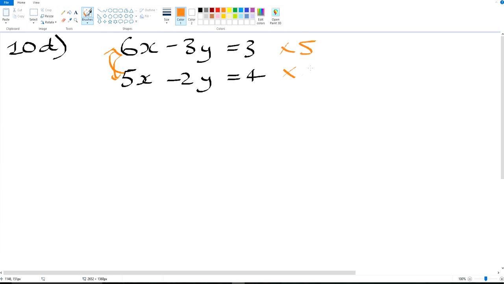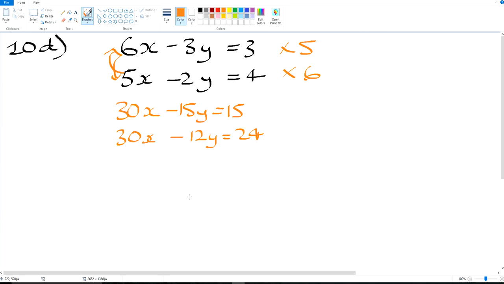Times top by 5 and the bottom by 6. We multiply each coefficient by the other coefficient, the top one by the bottom one, and the bottom one by the top one. So we have now 30x minus 15y is equal to 15. And the bottom one, we're going to have 30x minus 12y is equal to 24.